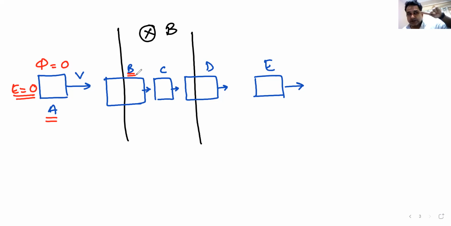Yes, sir. There is a flux which is linked with the coil. As you can see, this portion of the coil is inside the magnetic field. So there is flux linked with the coil. Current is 0, sir.